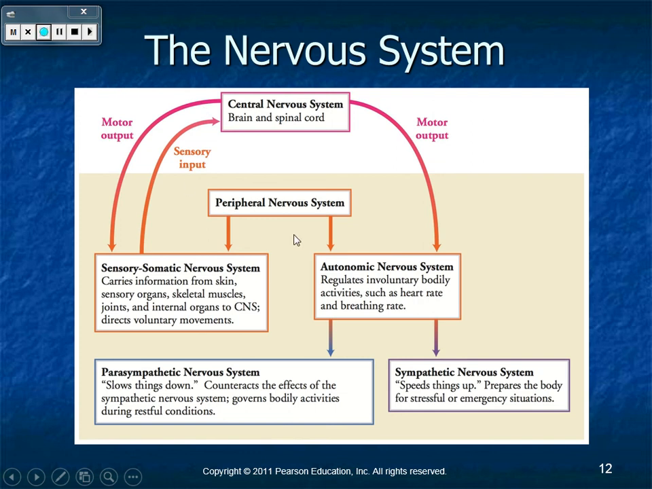The somatic nervous system is voluntary movement. It's also sensory movement or sensory stimulation. So the somatic nervous system is things you do voluntarily. The peripheral nervous system extends itself from the central nervous system.